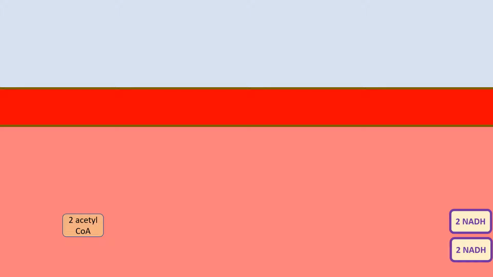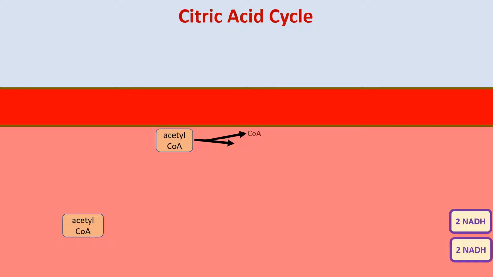The next set of reactions to occur in cellular respiration make up the citric acid cycle, and this has also taken place in the mitochondrial matrix. So we're going to take one of these molecules of acetyl-CoA, and we're going to add it to a molecule that's called oxaloacetate or oxaloacetic acid, which is a 4-carbon molecule, and this is going to create citric acid or citrate. And this is going to be a 6-carbon molecule.